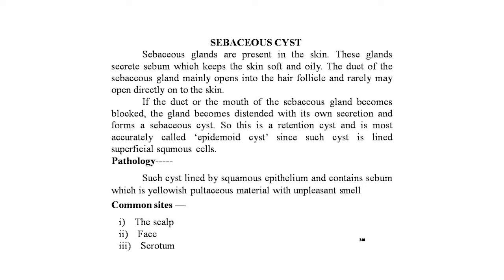Now the pathology. Such a cyst is lined by the squamous epithelium and consists of sebum, which is yellowish, pultaceous material with an unpleasant smell. Such material contains sebum, fat and desquamated epithelial cells. Now the common sites: the sebaceous cyst can be seen anywhere in the body, but is mostly seen in those parts where there are plenty of sebaceous glands, that is the scalp, face and the scrotum.